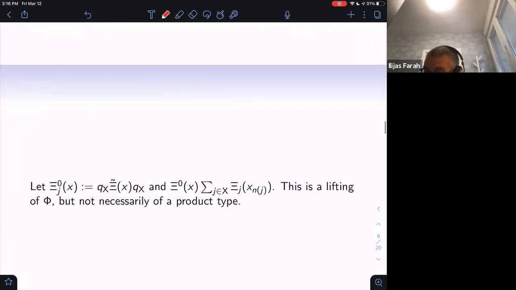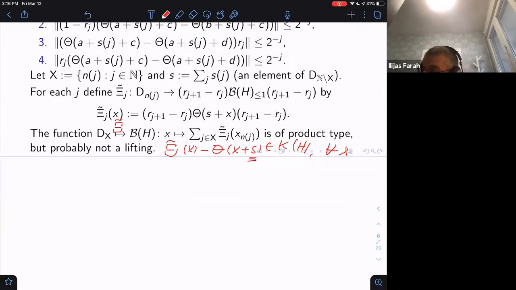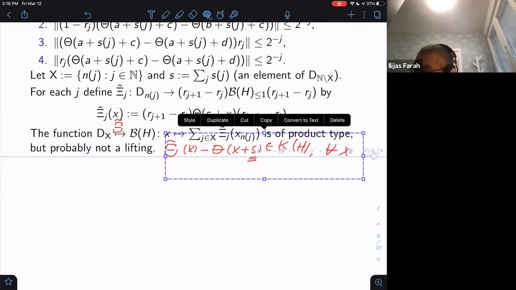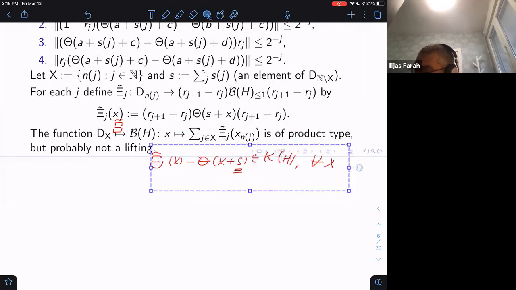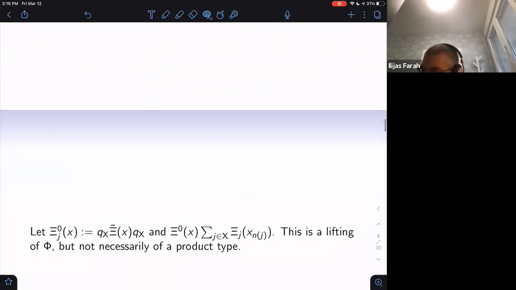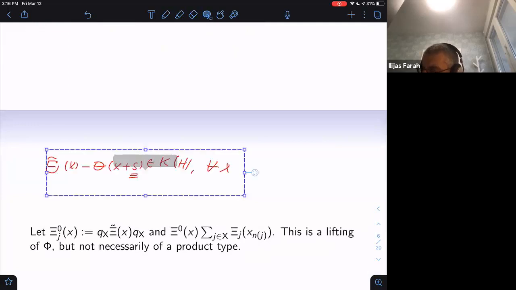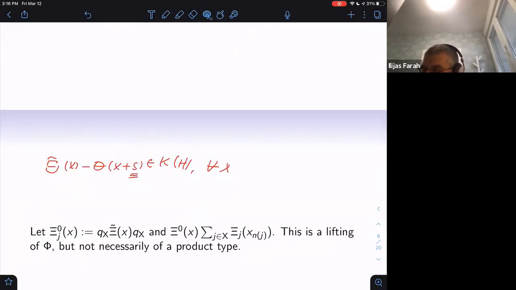Now, what we can do, let me just roll back to this formula here. I can probably copy it because I'll need it again. Not cut, I wanted to copy it. So you see what is happening. This xi tilde of x is equal modulo compacts to theta of x plus s, and we don't want that. But that's easy to fix. You can just compress by qx.